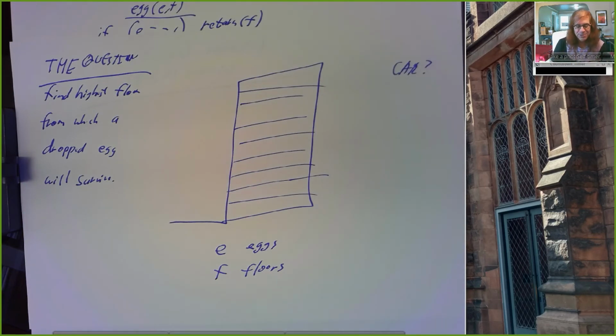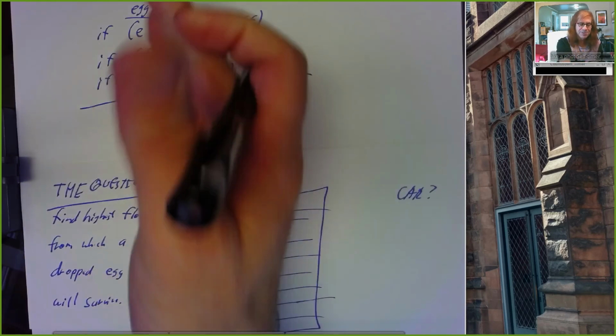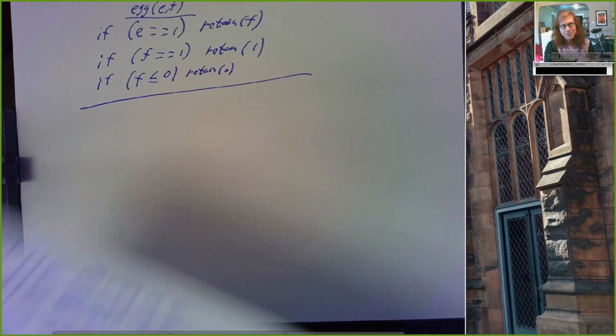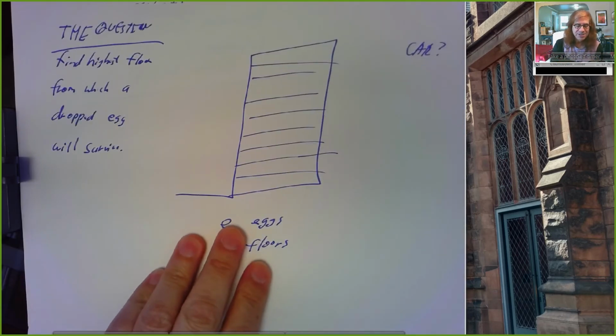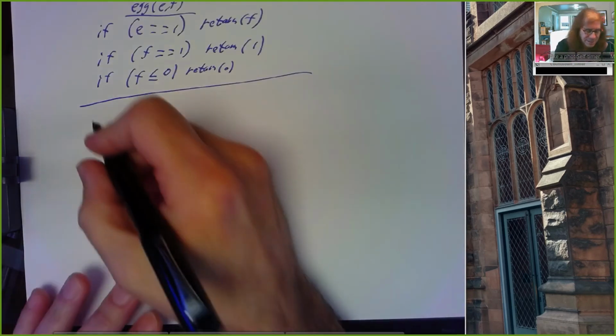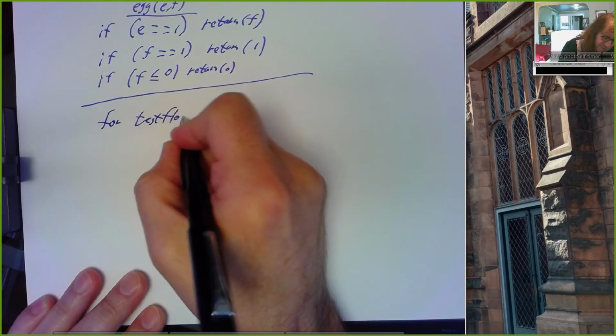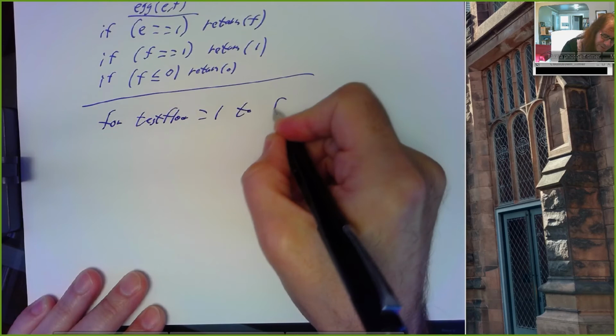So, how are we going to do this? It's not an obvious algorithm. But we can define the answer to how many questions does it take, how many experiments does it take. We can define that recursively. So here's our setup. We're going to drop 1 egg. What floor are we going to drop it from? I don't know. It's going to be somewhere between the first floor and the top floor. So let's do this. For test floor equals 1 to F.